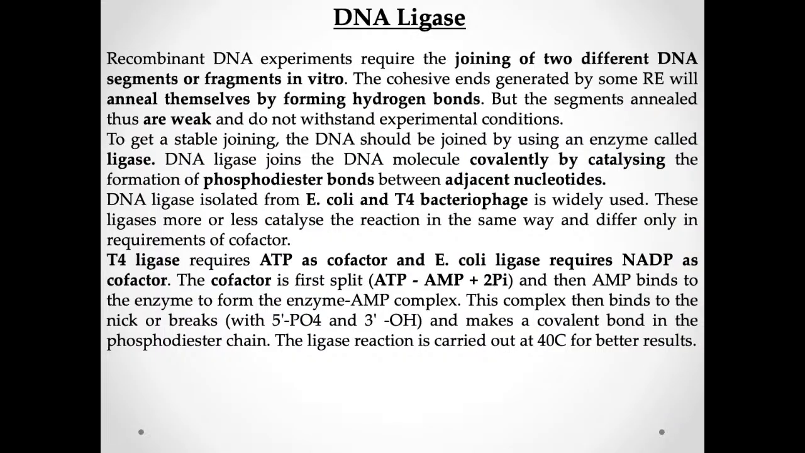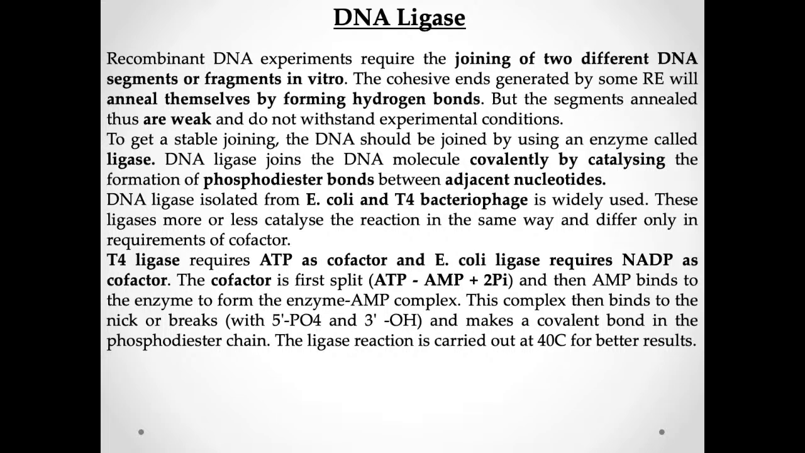Now we have discussed all about cutting, now let's talk about joining. We have broken the bonds, we have created different restriction enzymes. Now it's time to create something unique. So recombinant DNA experiments sometimes require joining of 2 different segments. And the cohesive ends generated by restriction enzymes will anneal themselves by forming hydrogen bonds. But this annealing is quite weak and cannot stand the experimental conditions.